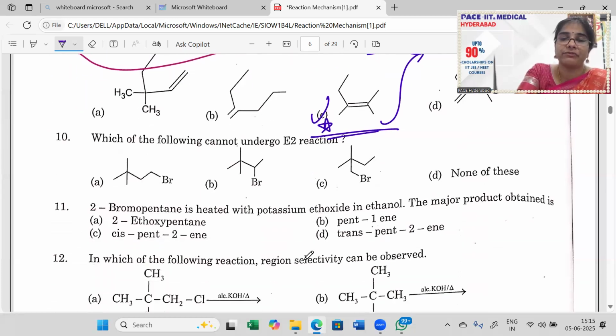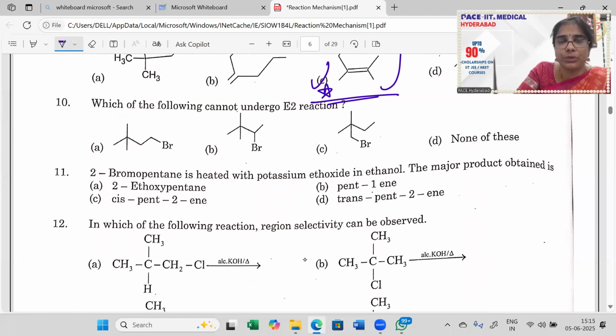All right. Next, which of the following cannot undergo E2 reactions? Which cannot undergo is what is being asked of us. So always check. You should definitely have one hydrogen on it to go with your shift there. So this one is your 3 degree. Okay, it is your 3 degree, but you don't have any. This is carbon. Carbon, carbon.